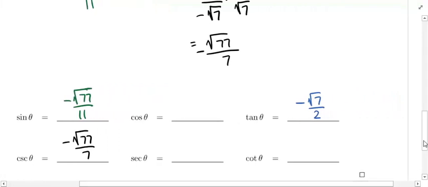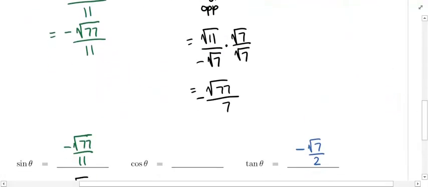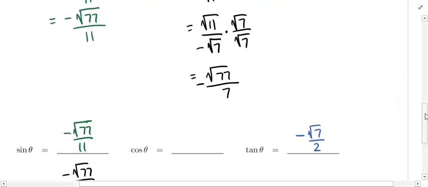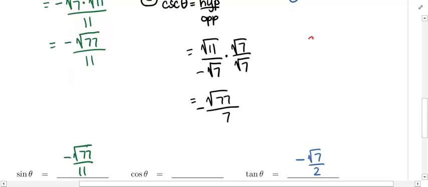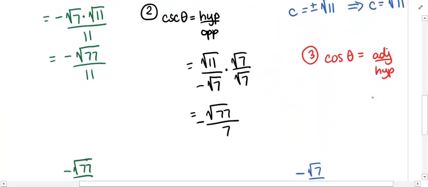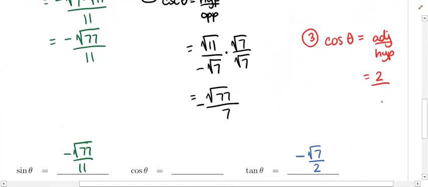I am going to get the cosine value, so I will put that right here. For this next one, the third function, we'll do cosine of theta. Cosine is the adjacent over the hypotenuse. Just read it off the triangle. The adjacent side is 2, so this is going to be 2 over the hypotenuse, the square root of 11.